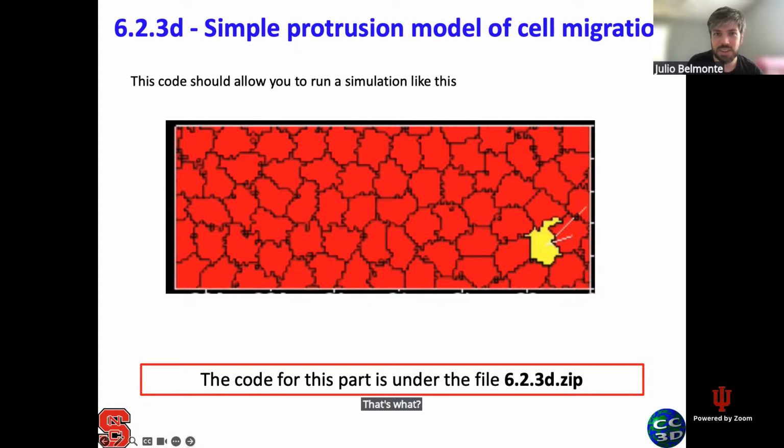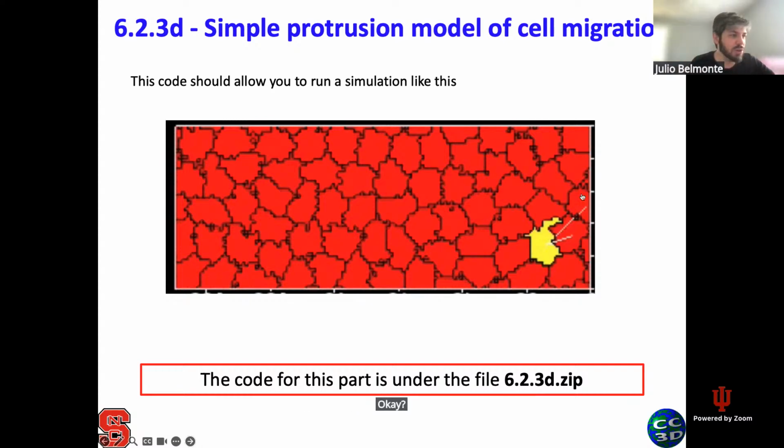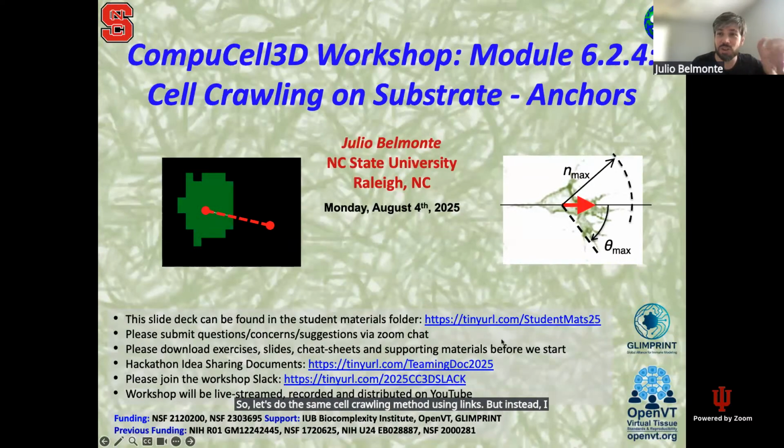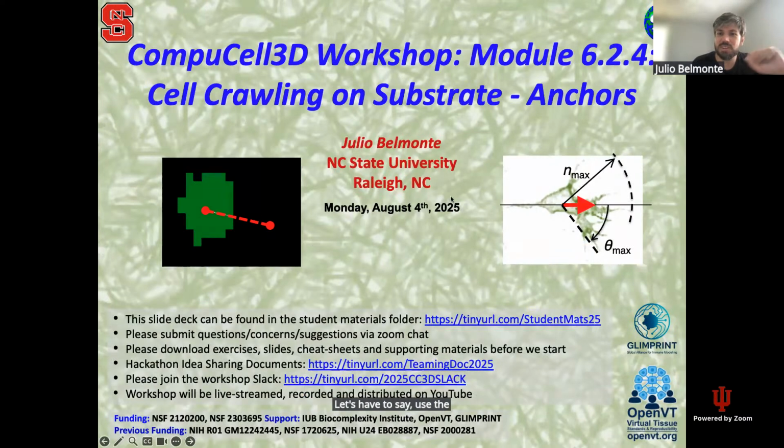So is everybody happy here? I know that there is a lot of debugging in this part because it actually involves more coding, but I hope that you are happy with the result. Now I think we only have time to do one more simulation. Let's do the same cell crawling method using links, but instead of having the cells use other cells to move, let's have the cell use the substrate to move. The idea is going to be exactly the same.